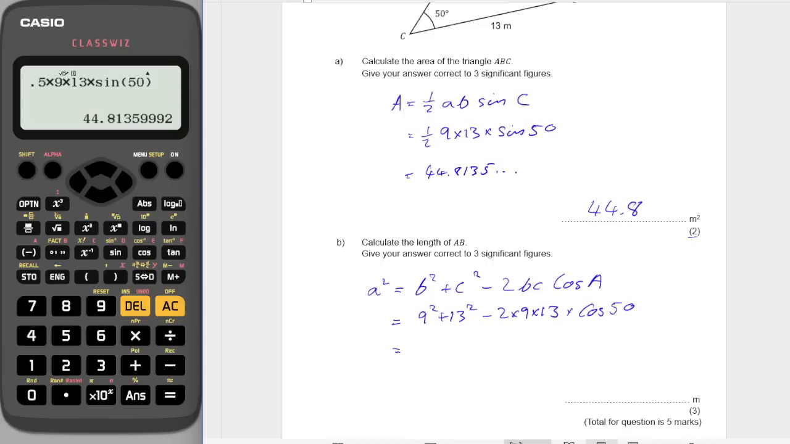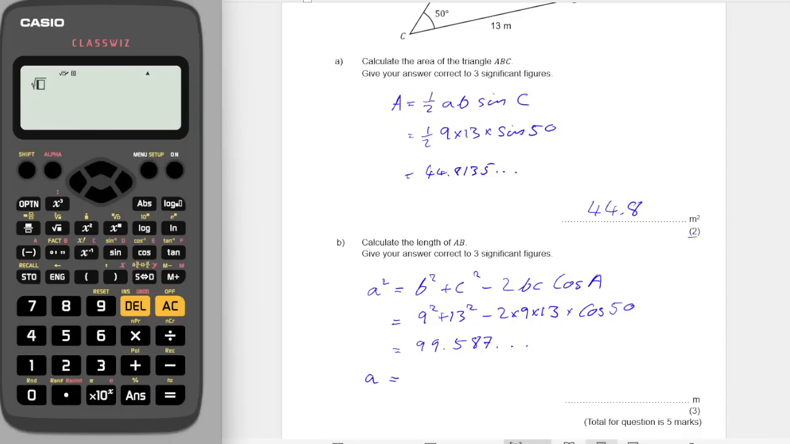Okay, so a squared is going to be equal to 9 squared plus 13 squared minus 2 times 9 times 13 times by cos of the angle. So that's going to give me 99.587... So a is going to be equal to the square root of that. So we're looking just under 10. 9.979... So to 3 significant figures, that's going to be 9.98.